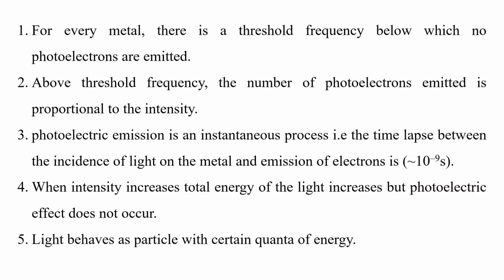Here are some more reasons why classical mechanics was unable to explain the photoelectric emission. For every metal, there is a threshold frequency below which no photoelectrons are emitted. Photoelectrons means the electrons which are emitted by the photons. Above the threshold frequency, the number of photoelectrons emitted is proportional to intensity. That means the intensity of the light beam is given by the amplitude of the wave. When the amplitude increases, the intensity increases.